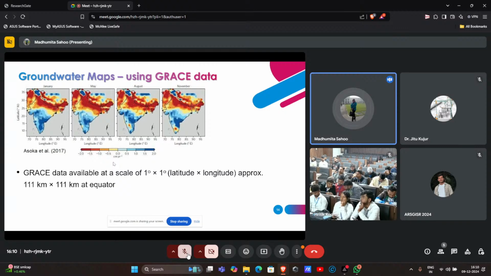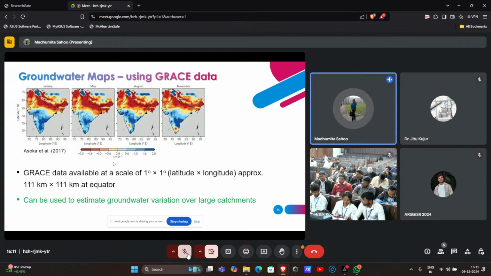The GRACE data is available at approximately 1 degree by 1 degree longitude and latitude, which is equivalent to 111 kilometer by 111 kilometer at the equator. But since we are a little far from the equator, we can get it at an even finer scale, but it still is like a 100 kilometer by 100 kilometer scale. So it's still a very coarse spatial resolution, and this can be helpful in estimating groundwater variation for large catchments.